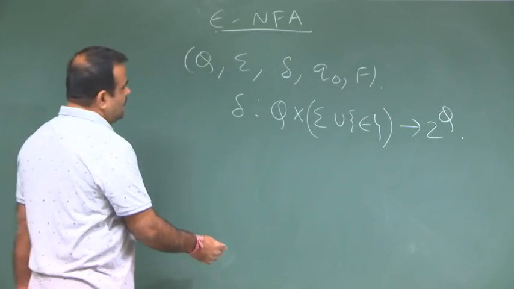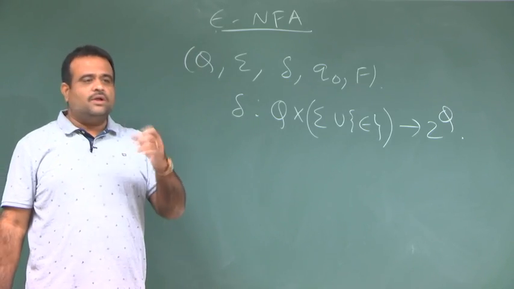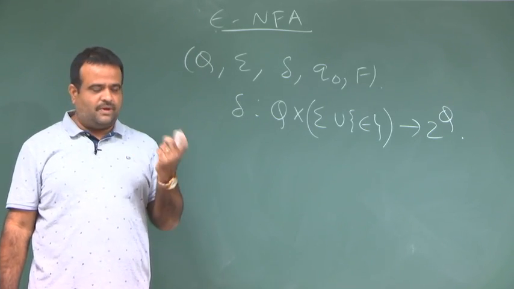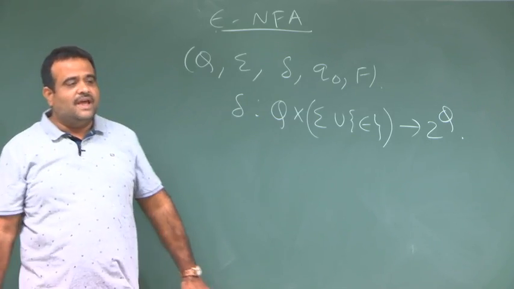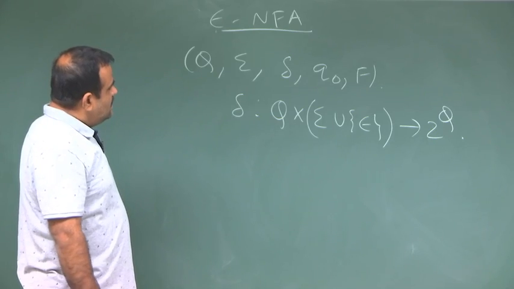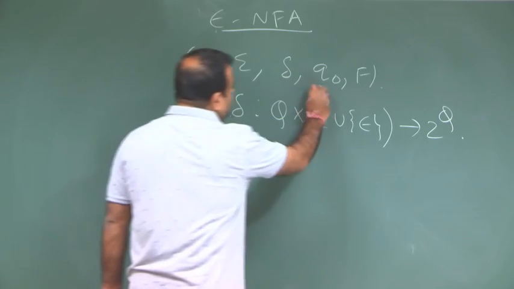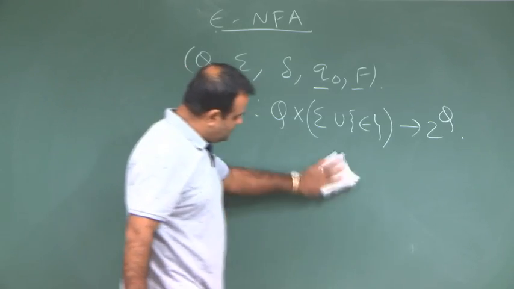So here we are allowing an epsilon move. That means without seeing any alphabet on the tape, it can move automatically. This is an extra added feature. And then this is the starting state, this is the final state. Now we are going to extend this delta to delta hat.